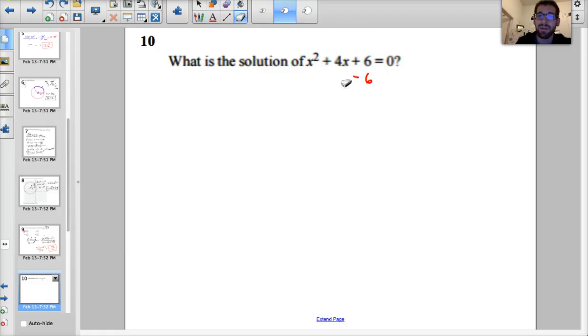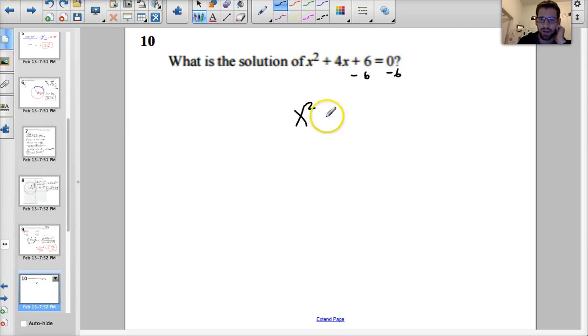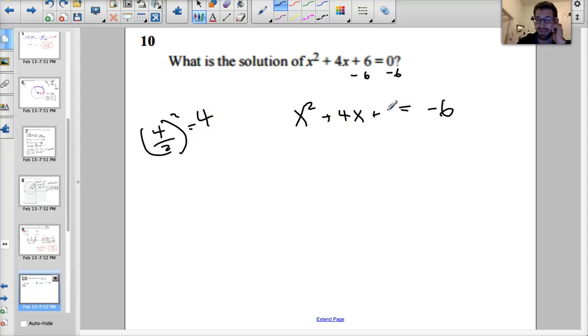By the way, the reason I'm going to complete the square, just to slow down for a second for you guys, I know it's going to be doable because 4 here is even, so when I divide that by 2, I'm still going to have an integer. So let's subtract 6 from both sides, and then I get x squared plus 4x equals negative 6. Now, I'm going to divide this by 2 and square it. So 4 divided by 2 squared. 4 divided by 2 is 2. Square that, I get 4. So I'm going to have to add 4 to both sides.